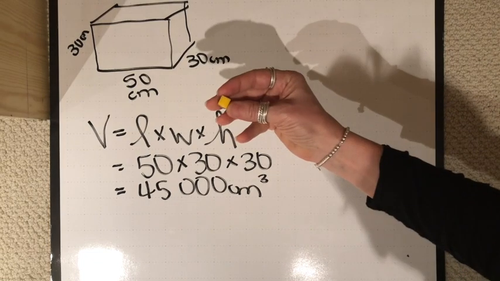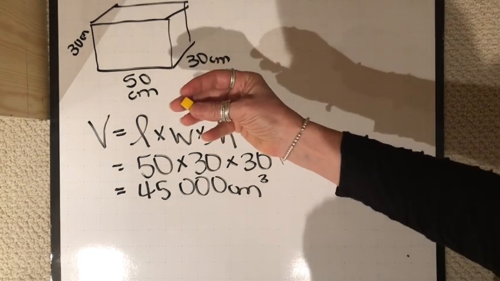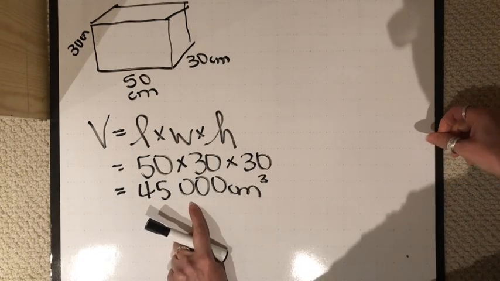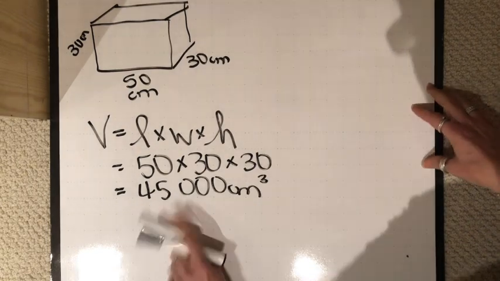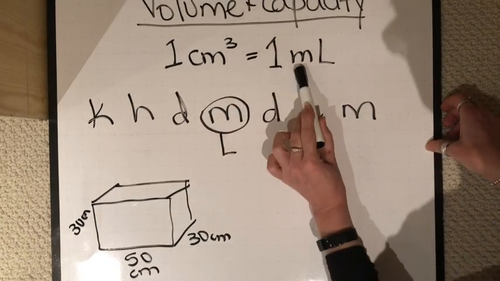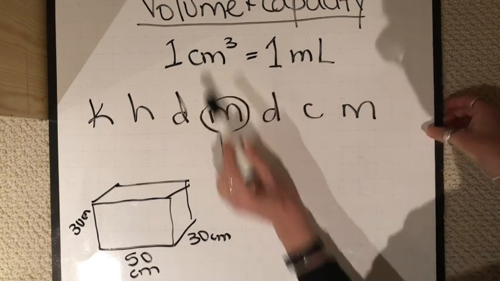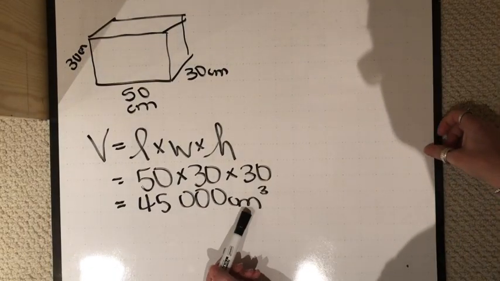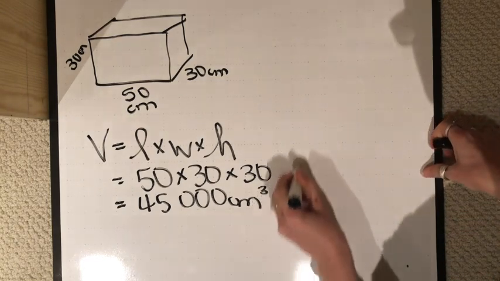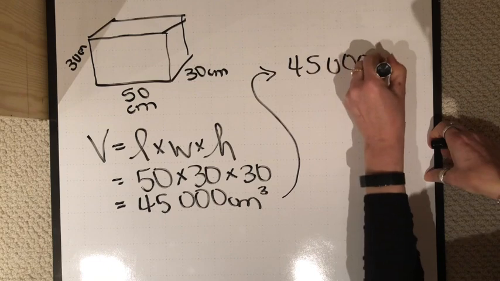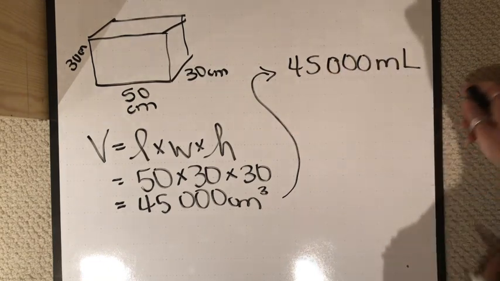So technically, 45,000 of these little guys would fit inside this aquarium. But I don't want it as a volume. I actually want it as a capacity. If you remember back to what we were talking about up here, we said that 1 centimeter cubed is the same thing as 1 milliliter. So this is where I can convert them. I know that I have 45,000 centimeters cubed. Since they're interchangeable, I also have 45,000 milliliters of water that would fit in there.